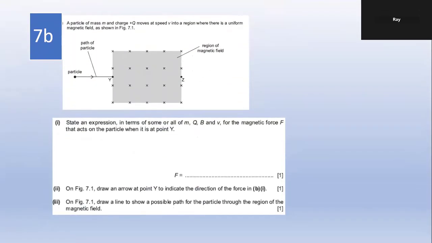State the expression in terms of M, Q, B and V for the magnetic force that acts on the particle when it is at Y. Okay? This one is memory work. F is BQV. This is perpendicular.